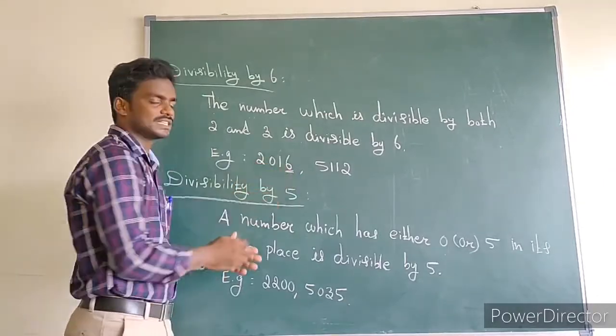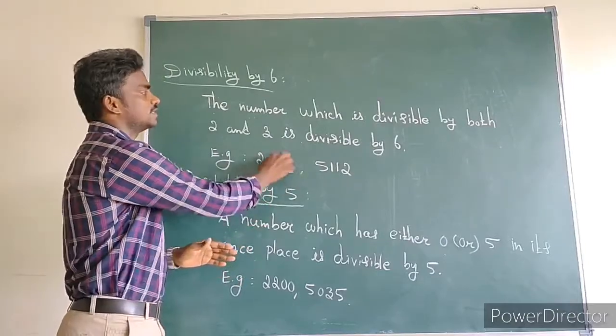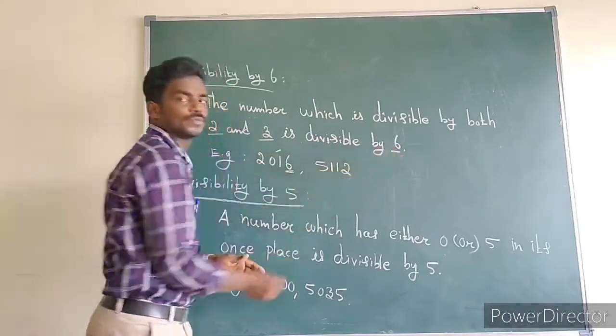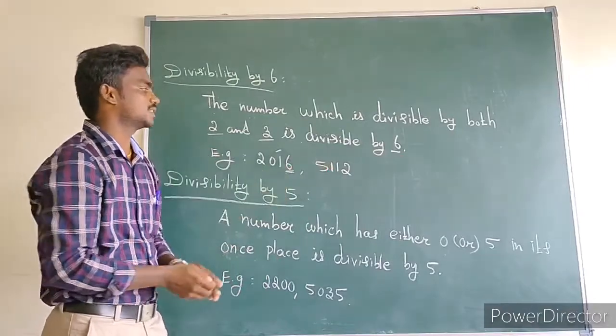So this number 2016 is divisible by 3. So this number is divisible by both 2 and 3, so it is divisible by 6 also. A number which is divisible by both 2 and 3 is divisible by 6 also.